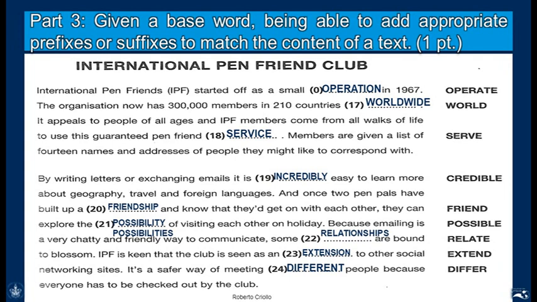So if you see here, what we need to do is transform the words that we have in the most appropriate way so that they match the content, the meaning, and the grammar of the text. So part number 3 is all about affixation. You have base words, you need to be able to transform them, to adapt them so that they match the content of the text.